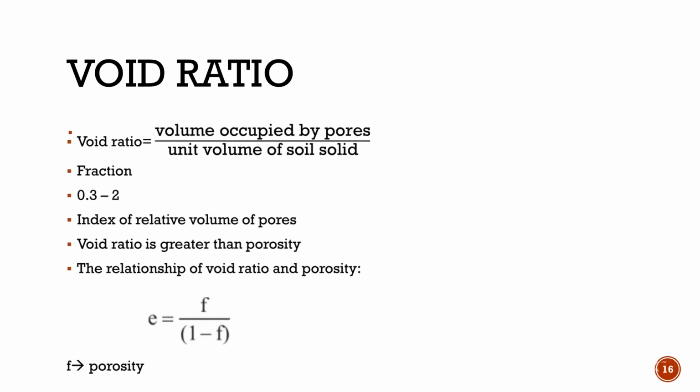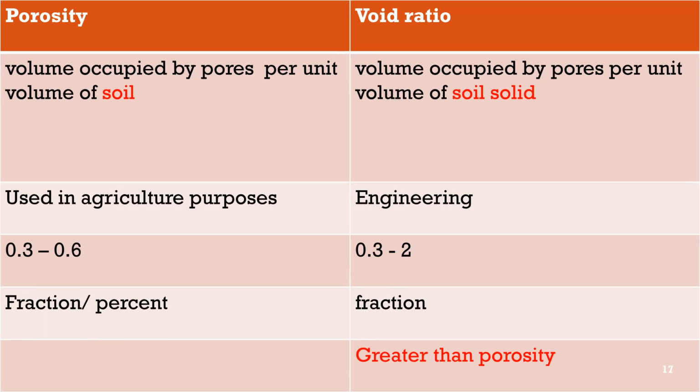Void ratio is the volume occupied by pores divided by the unit volume of soil solid. It is an index of the relative volume of pores and is greater than porosity. Porosity is used in agriculture, while void ratio is primarily used in engineering. Porosity ranges from 0.3 to 0.6 as a fraction, and void ratio ranges from 0.3 to 2.